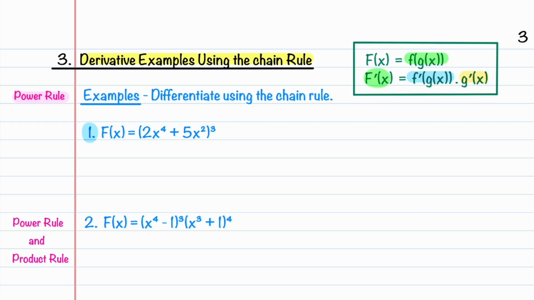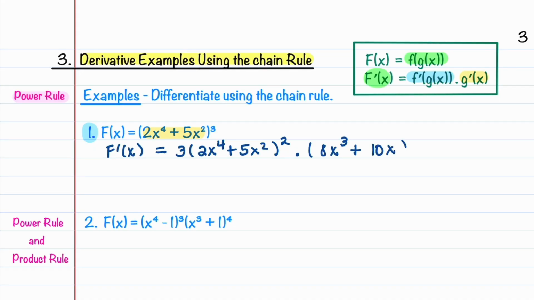Our derivative is then capital F prime of x is equal to the derivative of the outside function, so that's 3, 2x to the 4th plus 5x squared, and then we subtract 1 from 3 and get 2, and then we're going to multiply that by the derivative of the inside function. And that derivative is 4 times 2 is 8, x cubed, plus 5 times 2 is 10x. Now let's go ahead and simplify.